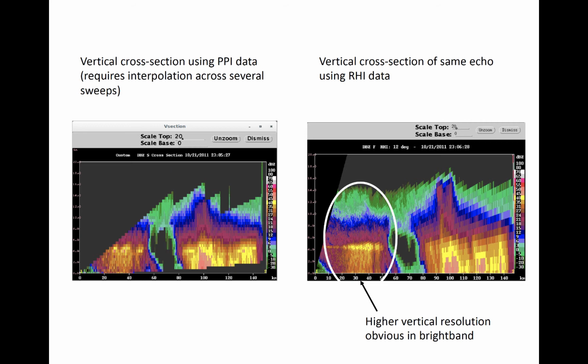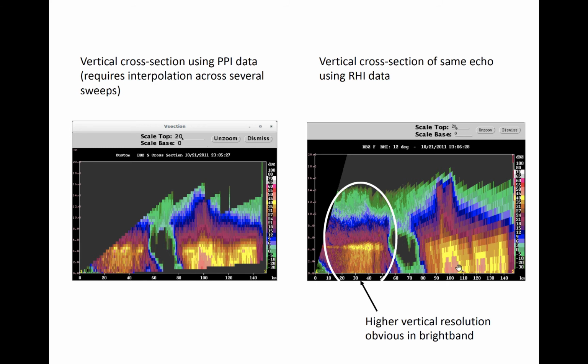Note also that this data is collected over several minutes, so it does not represent an instantaneous cross-section of the hydrometeors. On the right is the same cloud, but sampled using an RHI. A couple of things stand out when comparing the two panels. Although the displays look qualitatively similar at first glance, the RHI clearly has better vertical resolution.